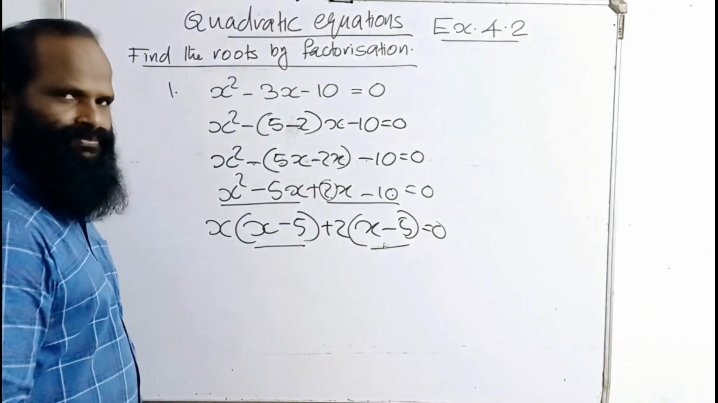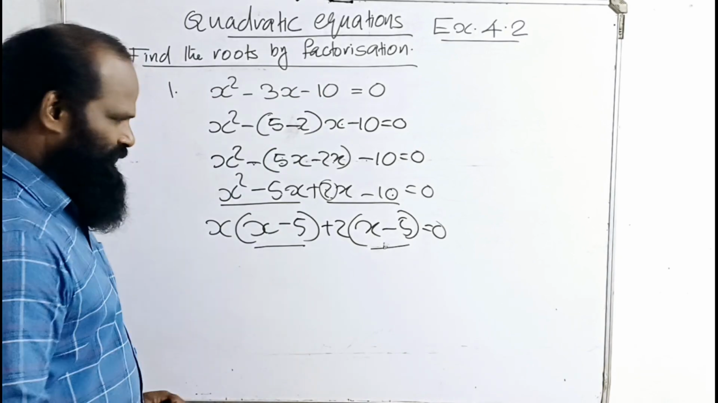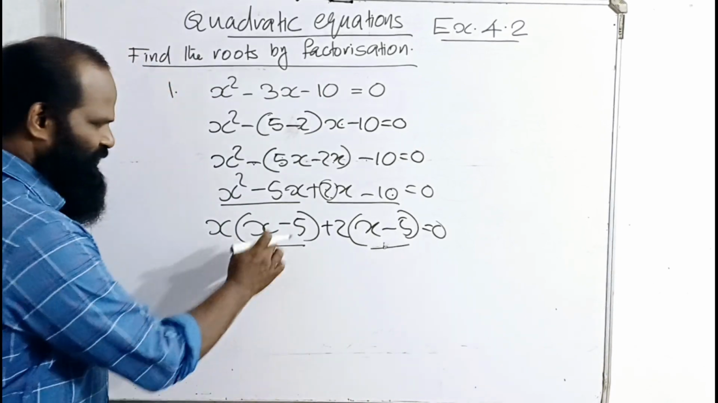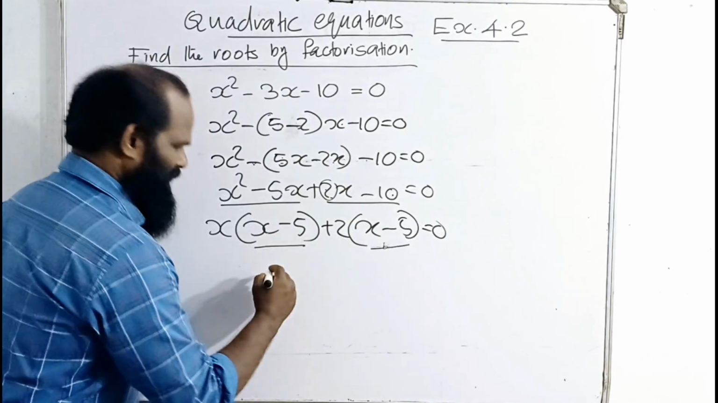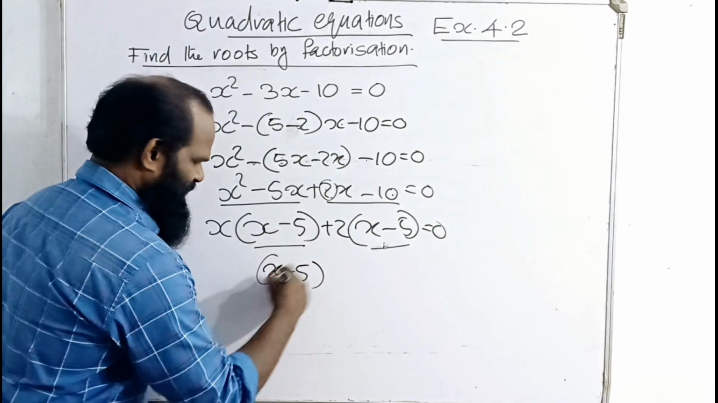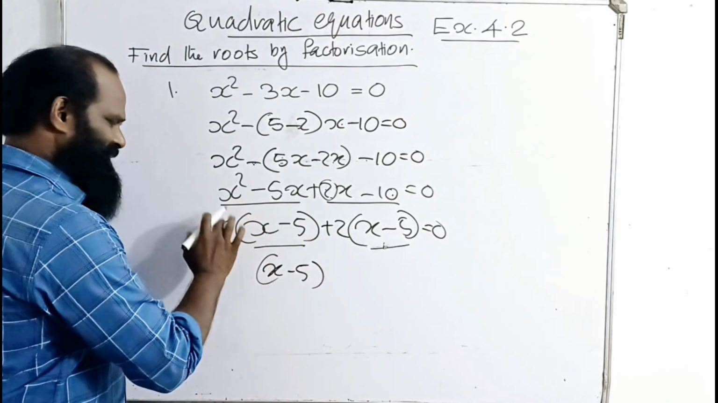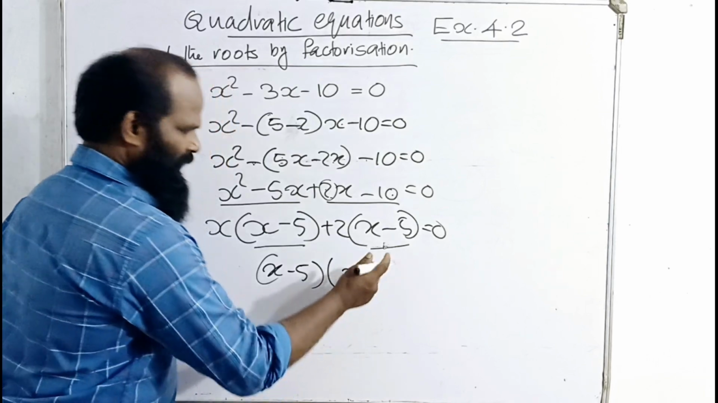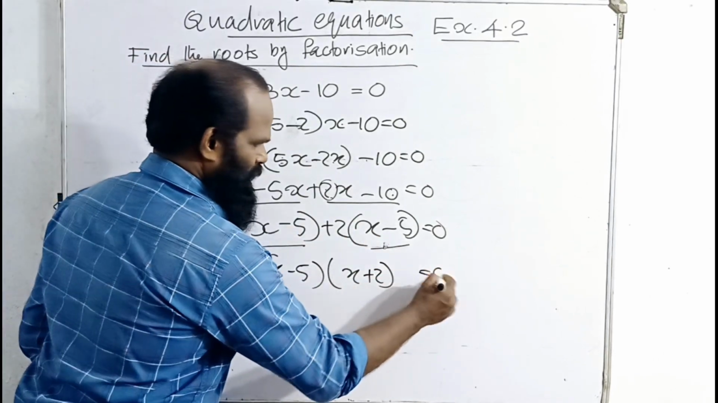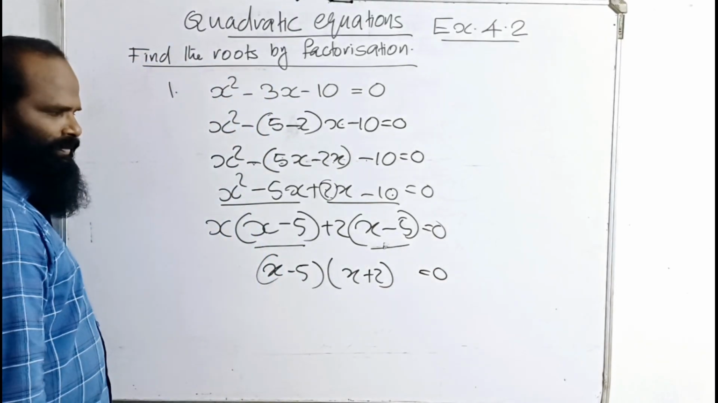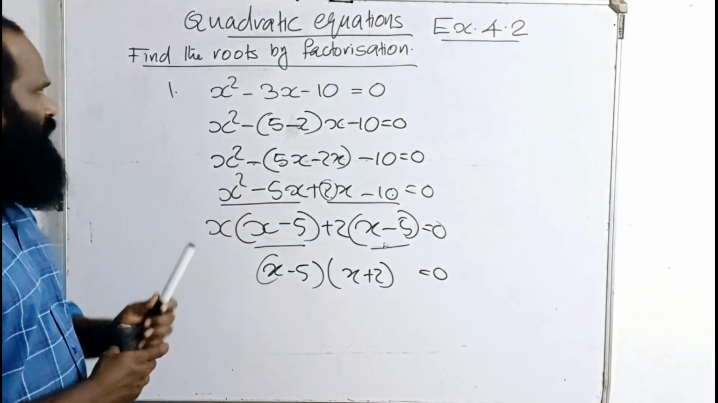I told you, this should be checked always to see whether they are same. Only then you continue. So same, let us continue. They are taken out, common. x minus 5. Now, the term outside it is x. And the one outside it is plus 2. Factorization is complete.